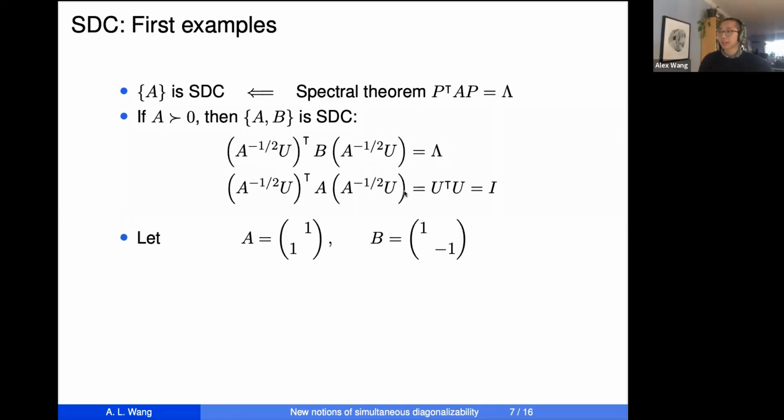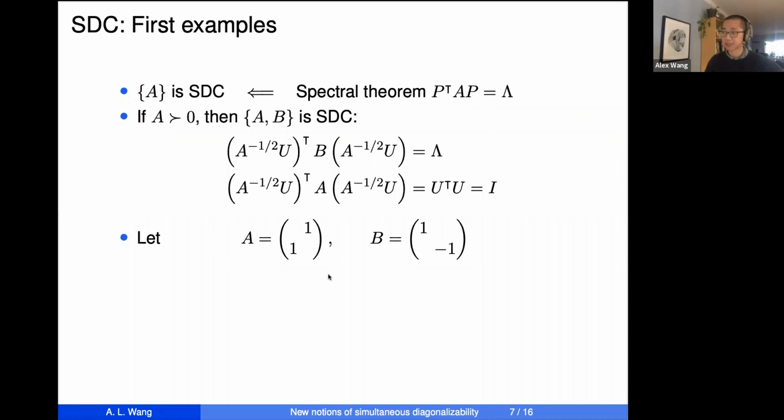All right, so let's see our first non-example. This pair of 2x2 matrices is actually going to come up a few times in this talk. I claim that A and B are not SDC. And we're going to see this by applying the previous theorem.